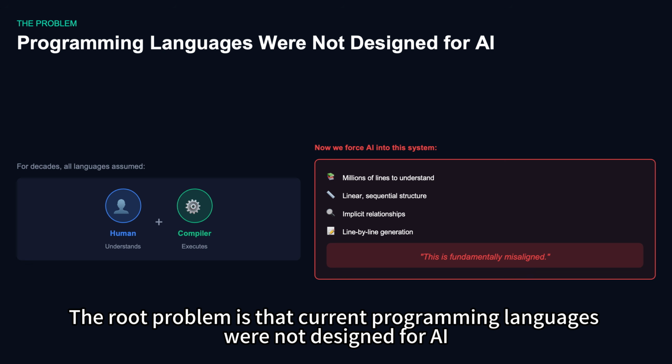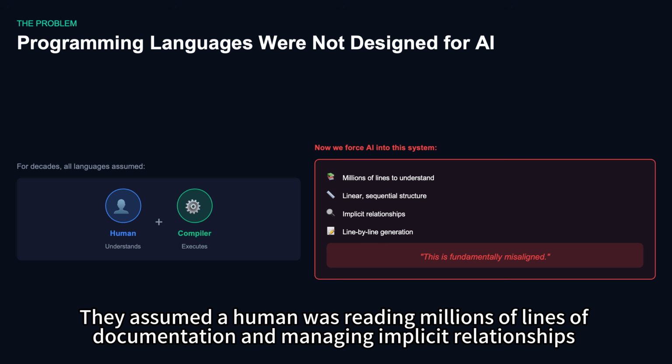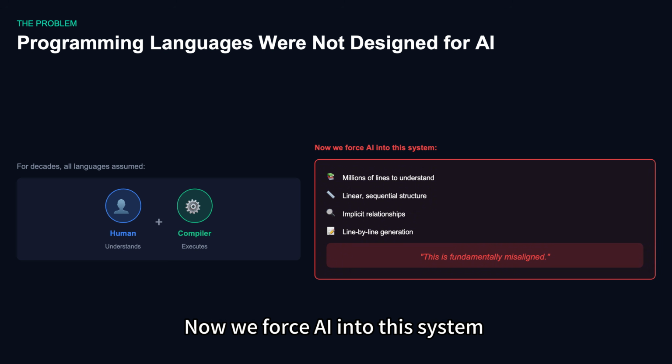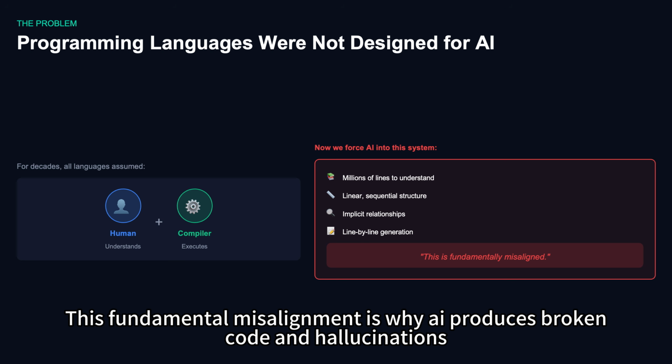The root problem is that current programming languages were not designed for AI. They assumed a human was reading millions of lines of documentation and managing implicit relationships. Now we force AI into this system. AI has to generate linear text line by line, dealing with hidden dependencies. This fundamental misalignment is why AI produces broken code and hallucinations.